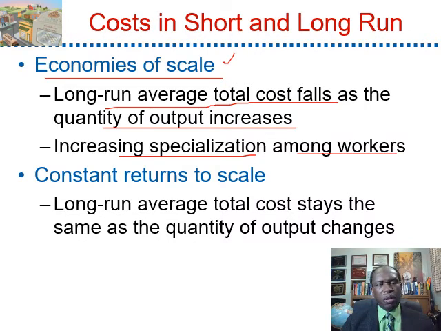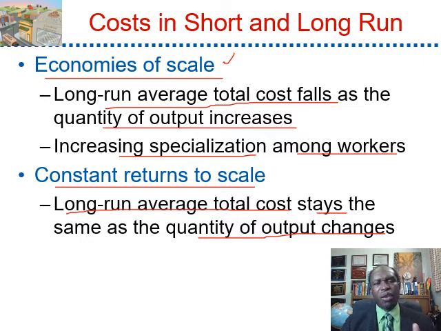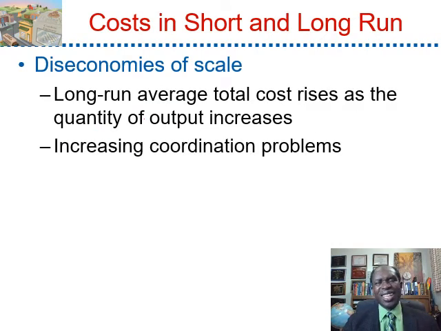On the other hand, with constant returns to scale, long run average total cost stays the same as the quantity of output changes. Usually in chapter 14, we'll talk about how a business firm in a competitive market will maximize profit when the cost exhibits constant returns to scale. Diseconomies of scale, on the other hand, are when long-run average total cost rises as the quantity of output increases.